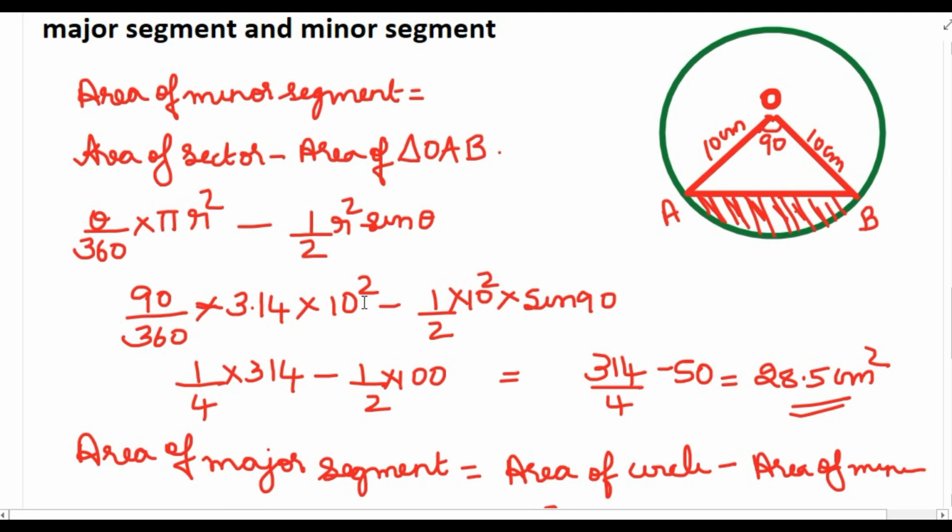So we got the area of major segment as well as area of minor segment. Area of minor segment is found out by area of the sector minus area of the triangle formed by the chord and the radius, and the second one, area of the major segment, is area of circle minus area of minor segment.